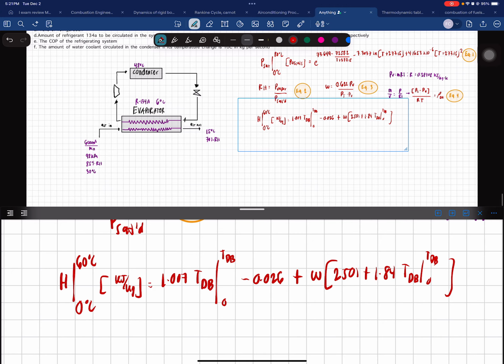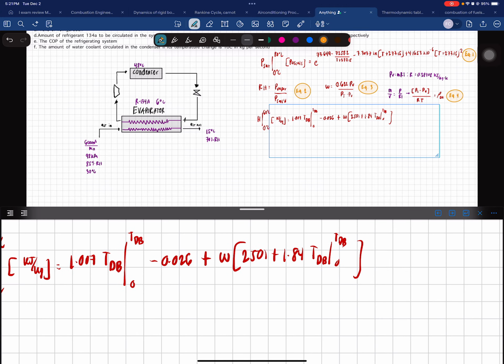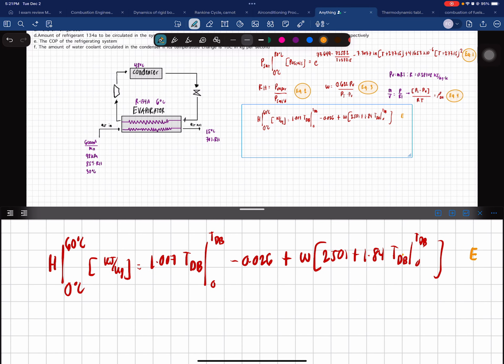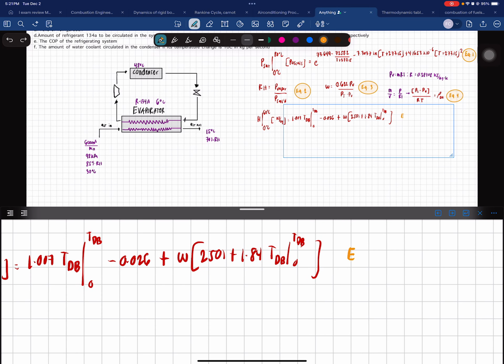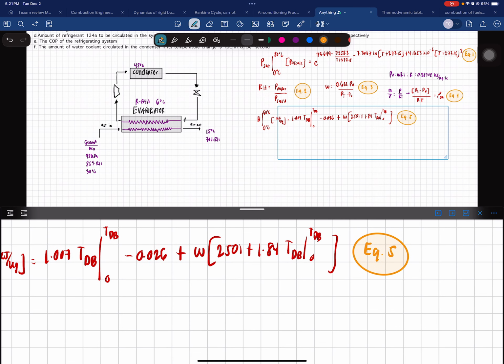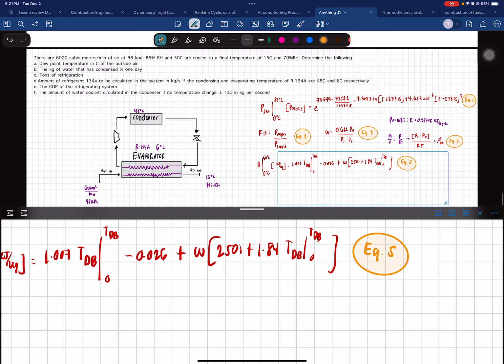So this will be our equation 5. Equation 5. Right. So what else do we need? Okay.